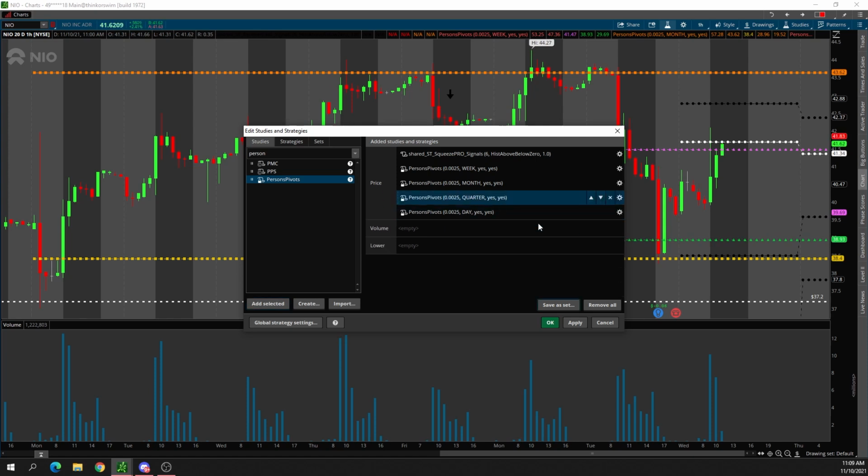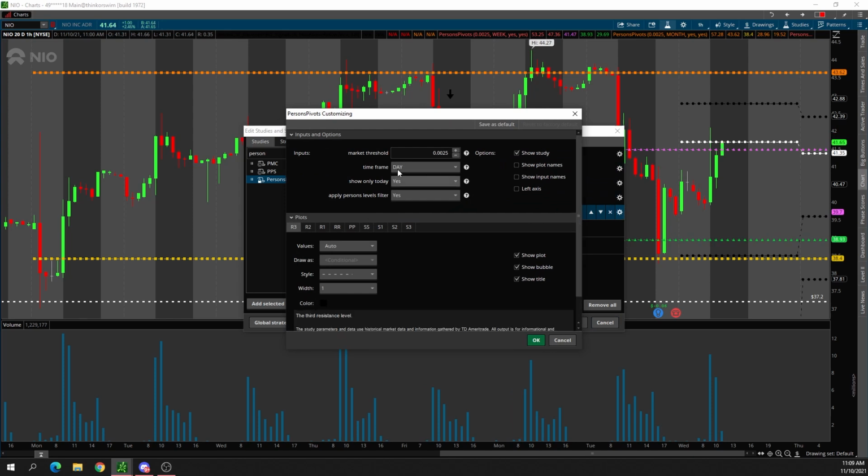Once you have all of those pivots on your chart, you're going to click this gear icon and then click time frame. For the very first one, you are going to set it to the daily. So make sure you click day, and where it says show only today, make sure that is selected as yes. After that, you do want to make sure your R3 and your S3 are plotted on your chart.